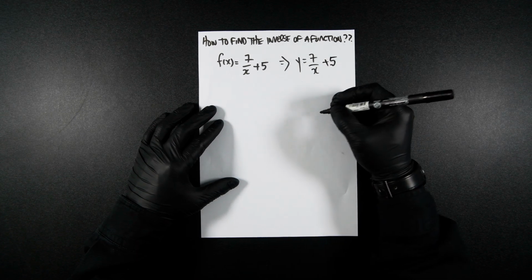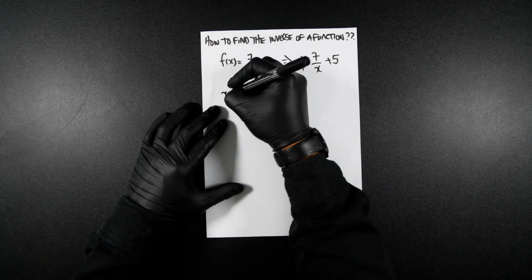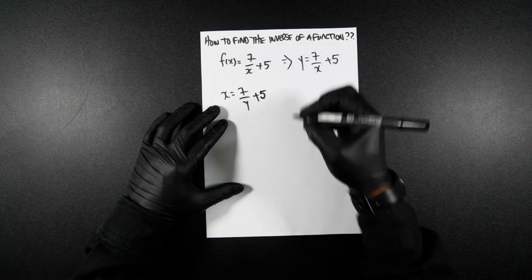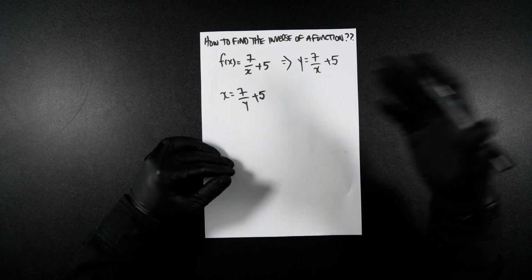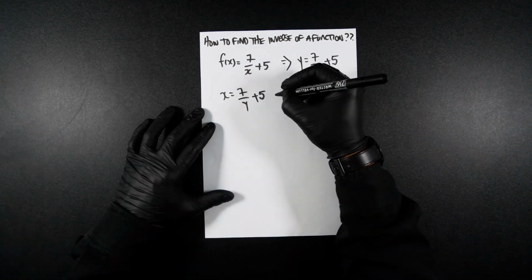We've now got a y here. We can then swap them around. So this would then be x equals 7 over y plus 5. And now all we need to do is rearrange it so it goes back into y equals blah, blah, blah. So let's do that.